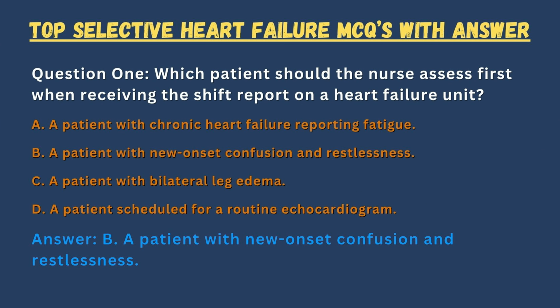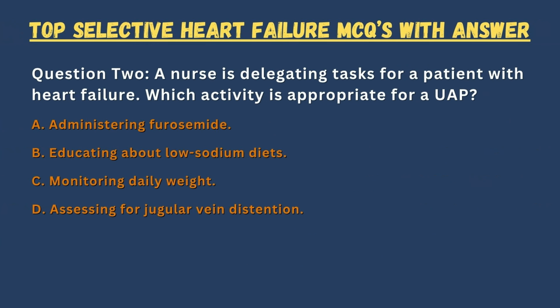Answer. B. A patient with new onset confusion and restlessness. Question 2. A nurse is delegating tasks for a patient with heart failure. Which activity is appropriate for a UAP? A. Administering furosemide. B. Educating about low-sodium diets. C. Monitoring daily weight. D. Assessing for jugular vein distension.